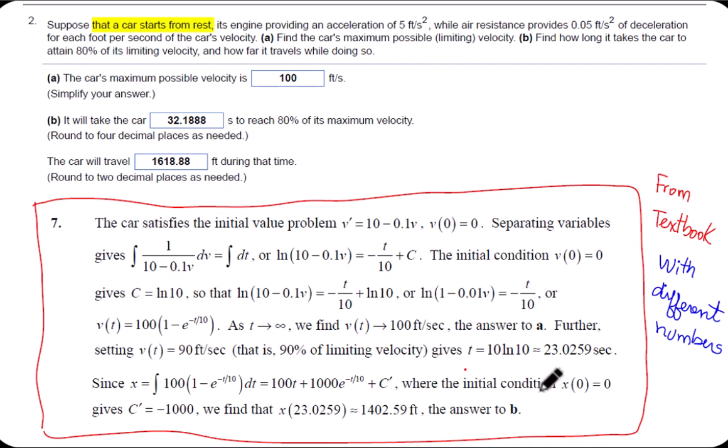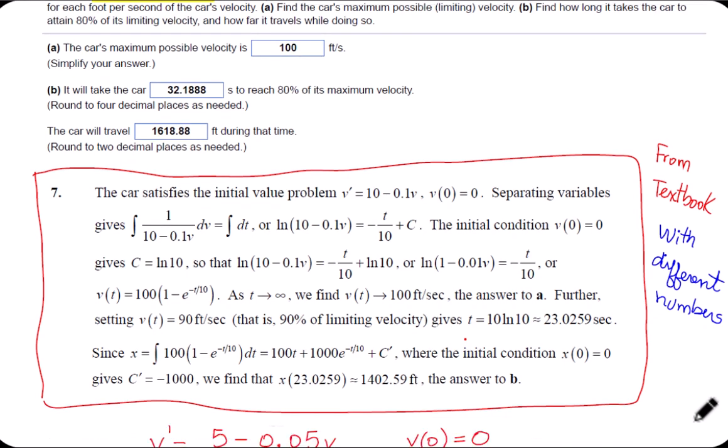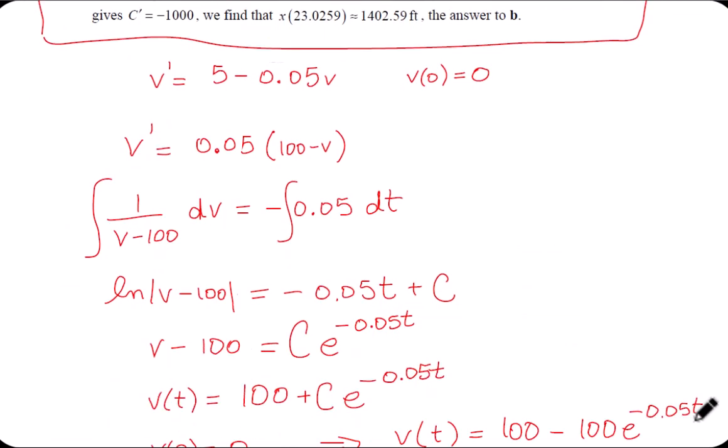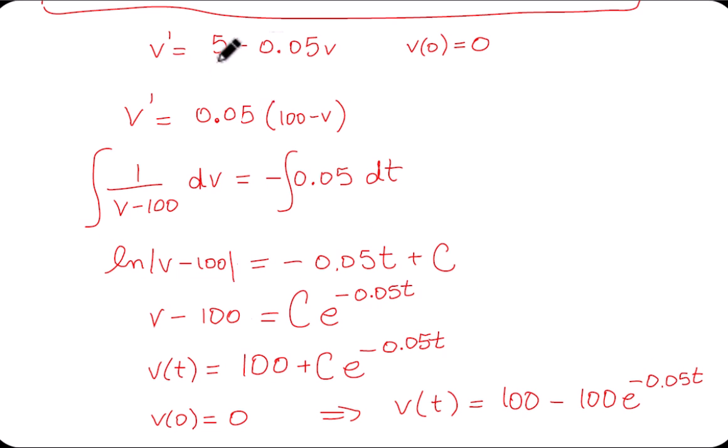So again, I copied from the solution manual what they did for slightly different numbers. In their case, they went 90% of the limiting velocity. But it's nice and neat, probably looks better than all my writing. But for our case, plugging in the numbers, we have 5 minus 0.05 v. So factor out the 0.05. Separate variables, integrate both sides, and then get v of t by itself. Use our initial condition that v at 0 is 0.